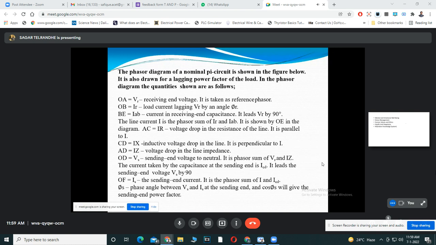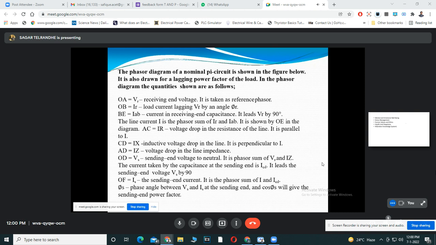The next phasor we have here is OD, which is the sending end voltage to neutral. It is the phasor sum of the receiving end voltage and the voltage drop across the complete transmission line, that is IZ. The current taken by the capacitance at the sending end is ICD. It leads the sending end voltage Vs by 90 degrees.